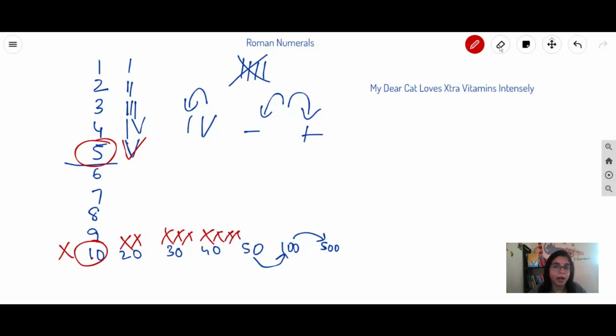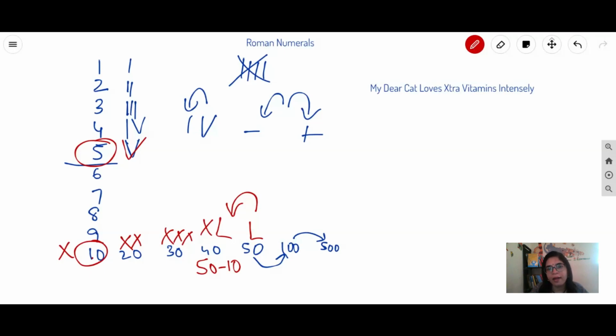Now, they can't write 40 as X, X, X, X. Remember? They can't write the same thing 4 times. So what do they do? The next turning point is 50. For that they give a different structure called an L. Now they know if it's left side, it is subtraction. So 40 can be written as 50 minus 10, isn't it? So L, and on the left side we write an X, that's a 10. That makes it a 40, correct? So this is how things will go on. Now, how do we remember the turning points and what are those turning points?